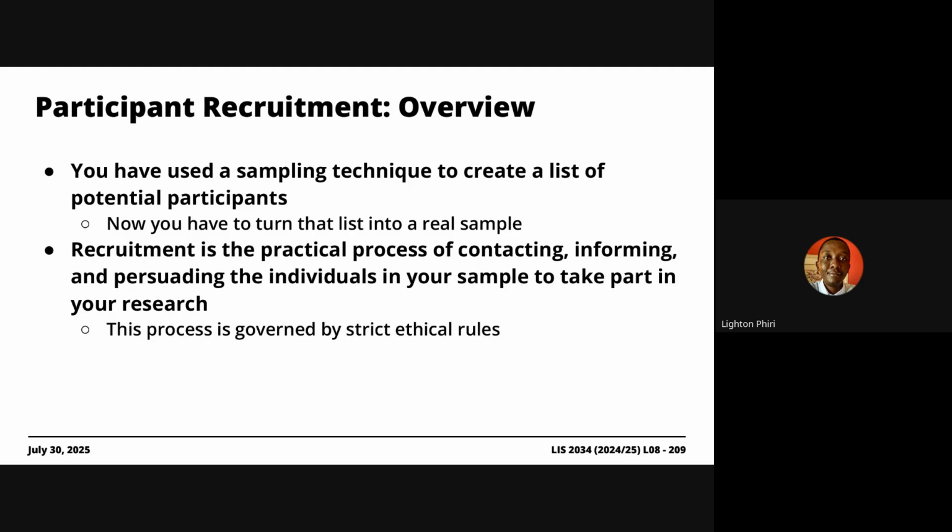So what we're trying to appreciate here is the process you're going to have to go through to get the people from the School of Education to actually respond to your questionnaire, or participate in your interview sessions or something. So really, this process of participant recruitment is a practical process of contacting, informing, and persuading, and persuasion is key, by the way, individuals in your sample to take part in your research. So you're contacting, informing, and persuading.